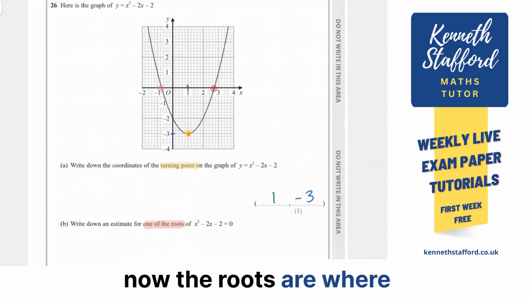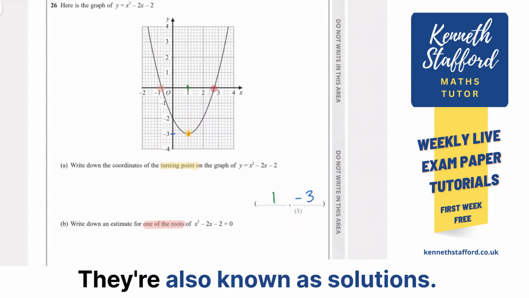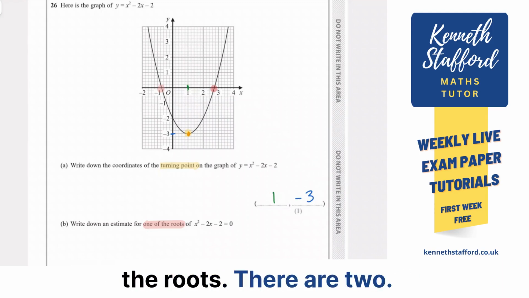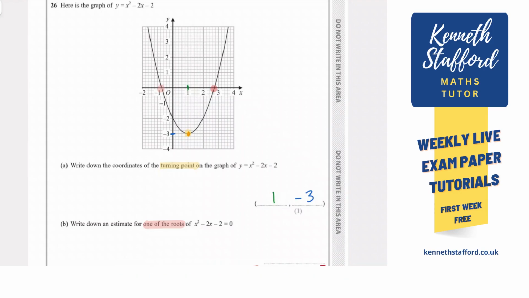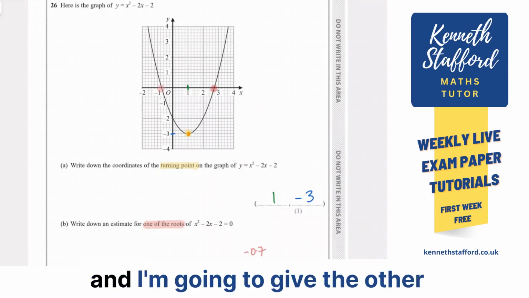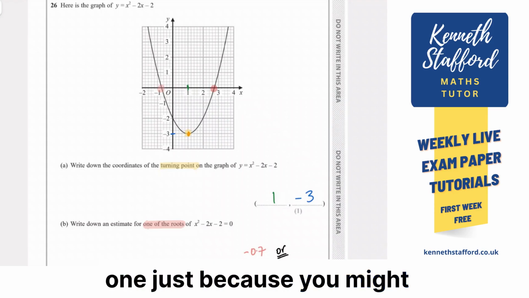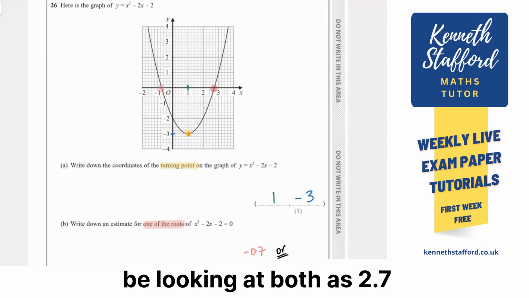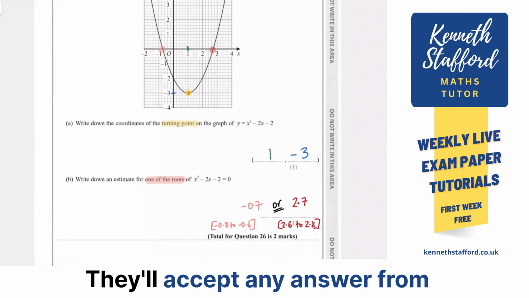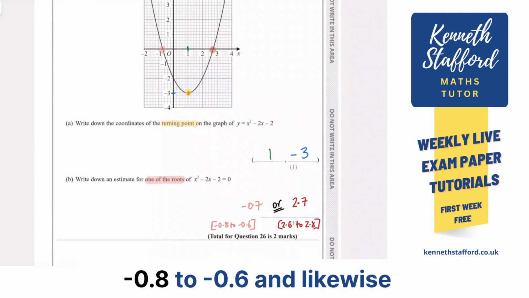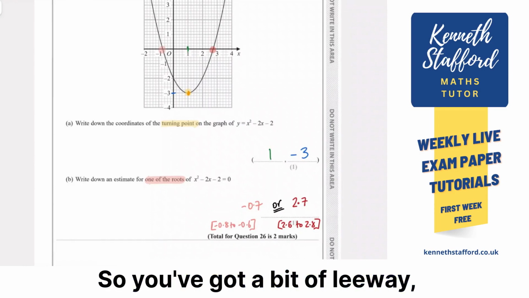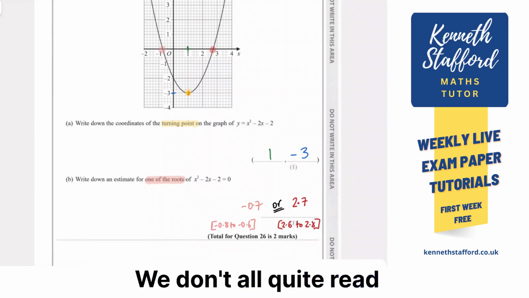Okay. Now the roots are where it crosses the x-axis. They're also known as solutions. And it's asking us for one of the roots. There are two. I'm reading the pink one as -0.7. And I'm going to give the other one, just because you might be looking at both, as 2.7. And I've already come ahead there. They'll accept any answer from -0.8 to -0.6, and likewise for the red one as well. So you've got a bit of leeway depending on how you read it. We don't all quite read it the same way.